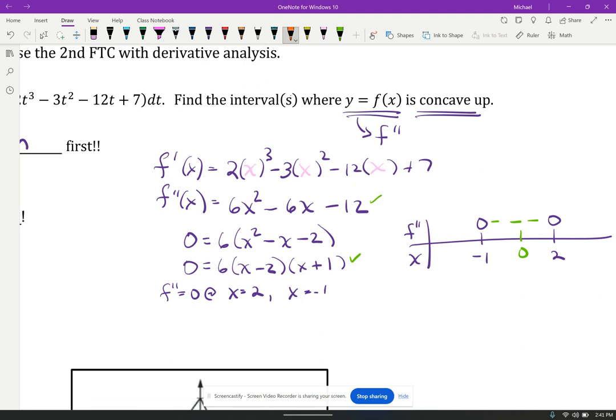And then I choose another one, like 3. Substitute 3 in here and in here, so 6 is positive. 3 minus 2 is 1, that's positive. 3 plus 1 is 4, that's positive. Positive times positive times positive is positive.